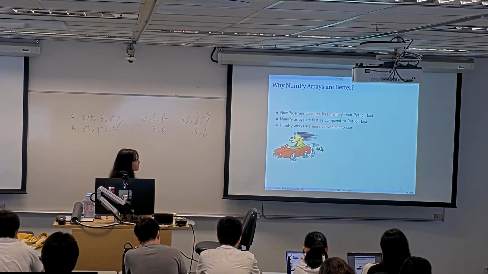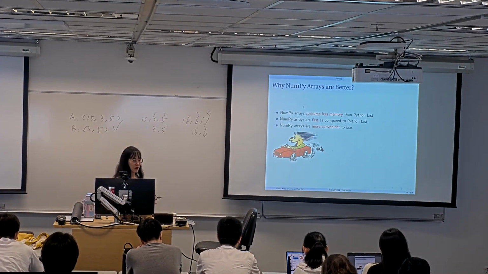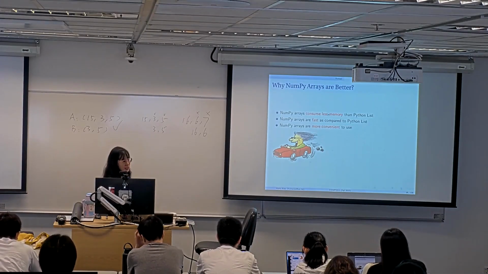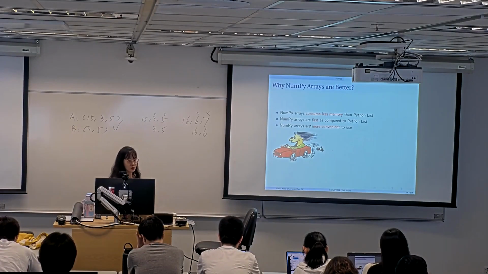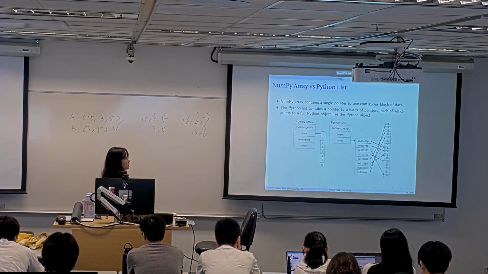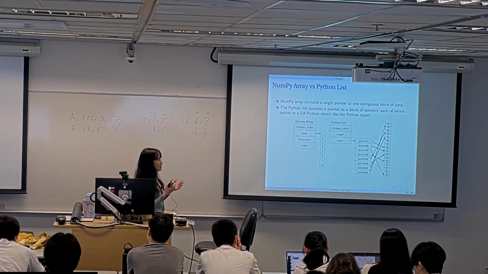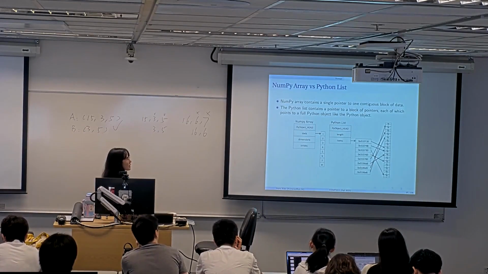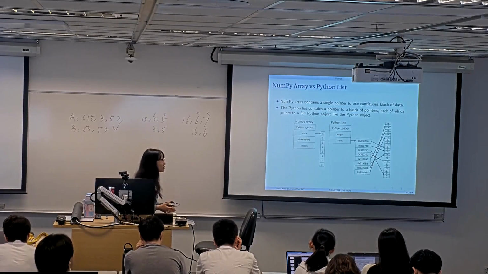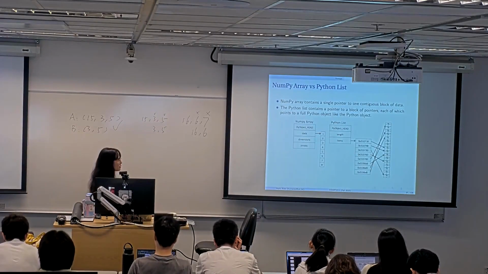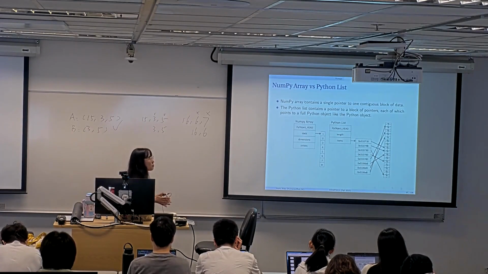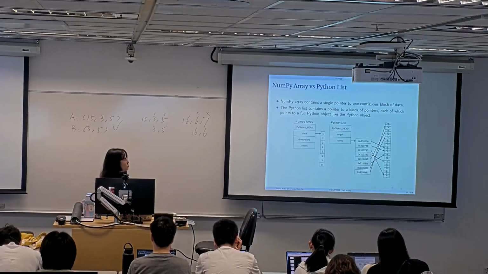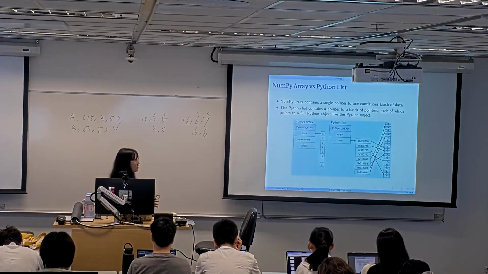Specifically, a NumPy array has 3 advantages over the Python list. First, it consumes less memory. Secondly, it's fast compared with the Python list. Thirdly, it's more convenient to use. And we will use some examples to illustrate that. First, about the data memory. Note that a NumPy array contains one single pointer to one contiguous block of data. But the Python list contains a pointer to a block of pointers, each of which points to a full Python object. So here we try to see how they store data.